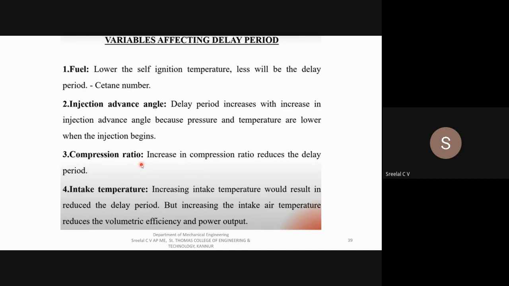Comparing with the self-ignition temperature and everything here, we use the cetane number. The cetane number is the fuel purity rating.